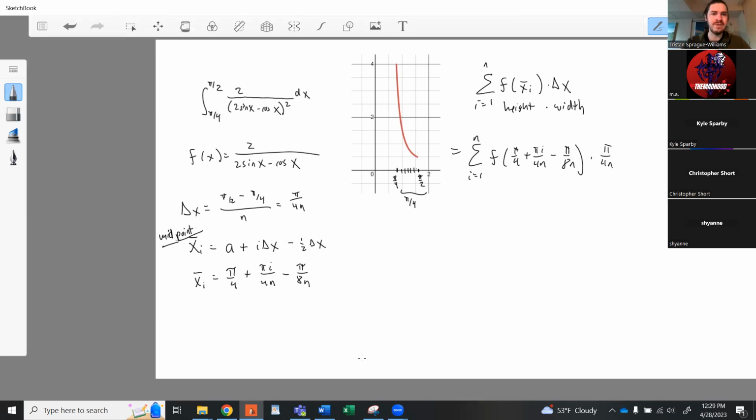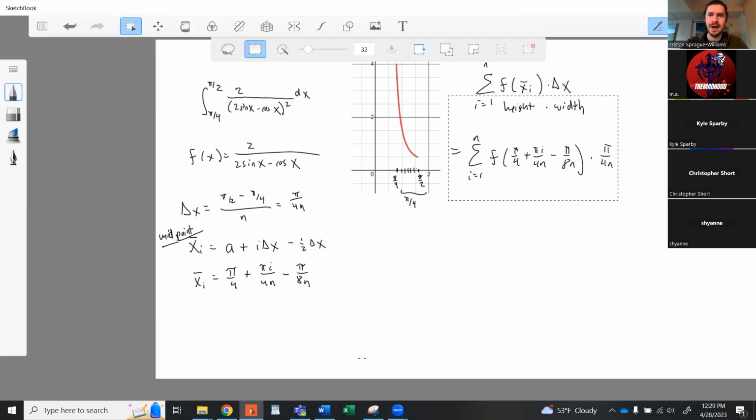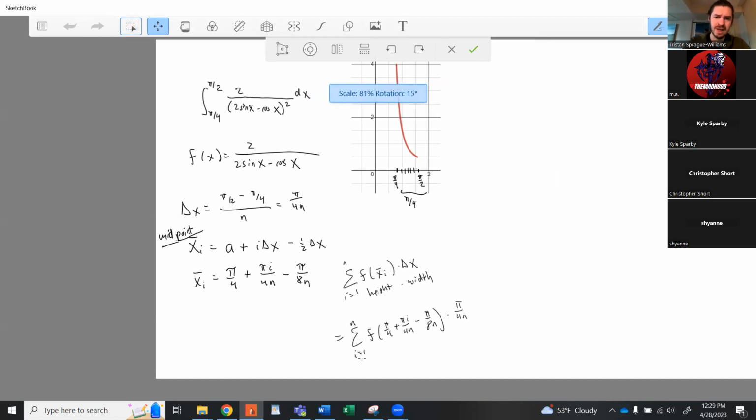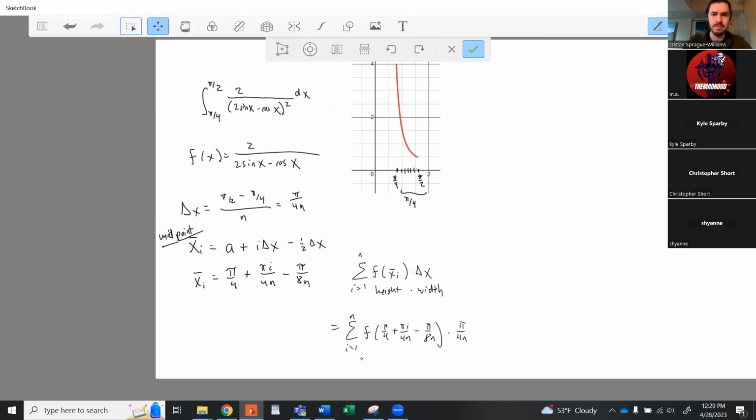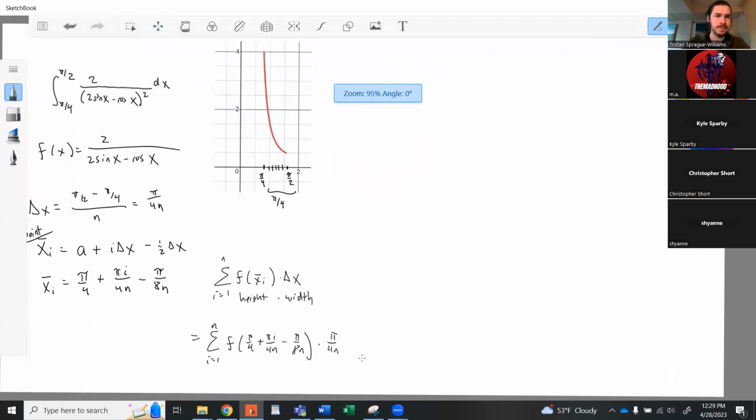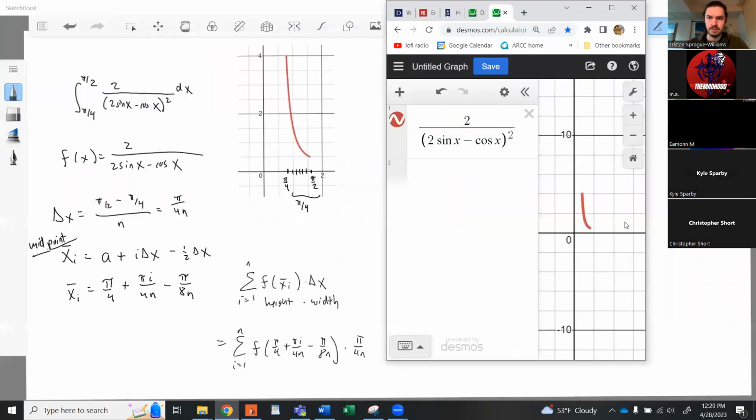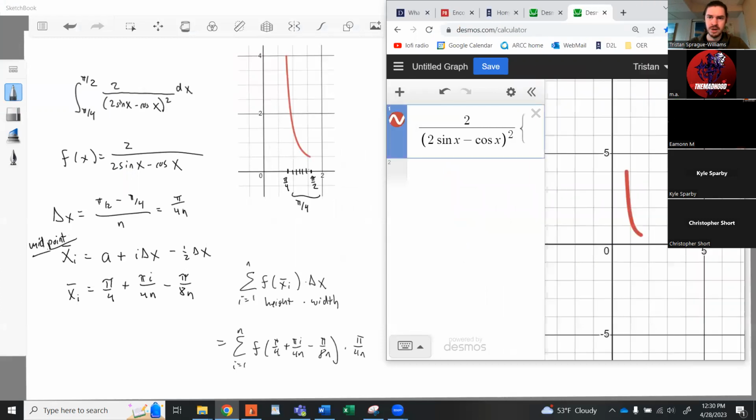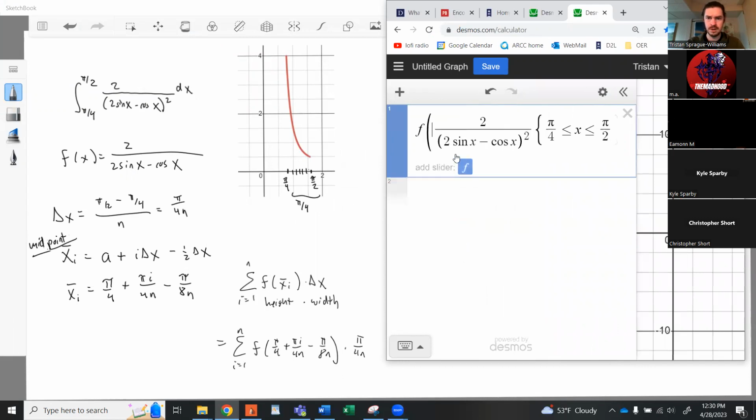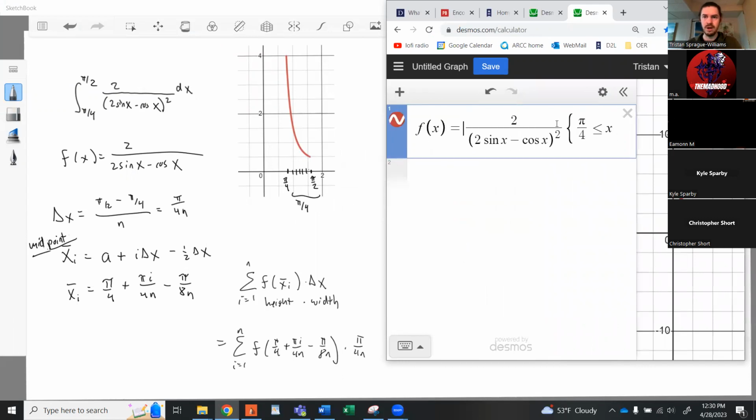Now, we can have Desmos do most of the heavy lifting for us. What I have said that you're allowed to do on this assignment is have Desmos evaluate functions and sums. So, here's how we can get Desmos to do the heavy lifting. We can say, all right, this function here is going to be called f of x, or whatever you want to call it. f of x would be fine. That's our function.